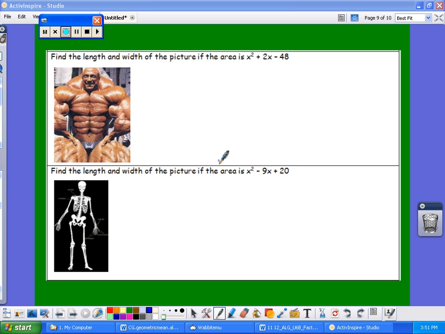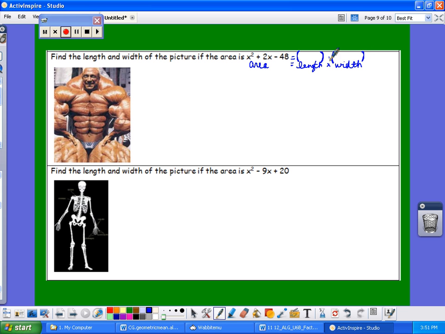All right. But anyways, we're going to find the length and we're going to find the width of the picture, if the area is x squared plus 2x minus 48. So if I want to find the length and the width, really what they want is for you to take this area, and area is length times width. But that's what I don't know. So I'm asking you to find what goes here for the length and here for the width.